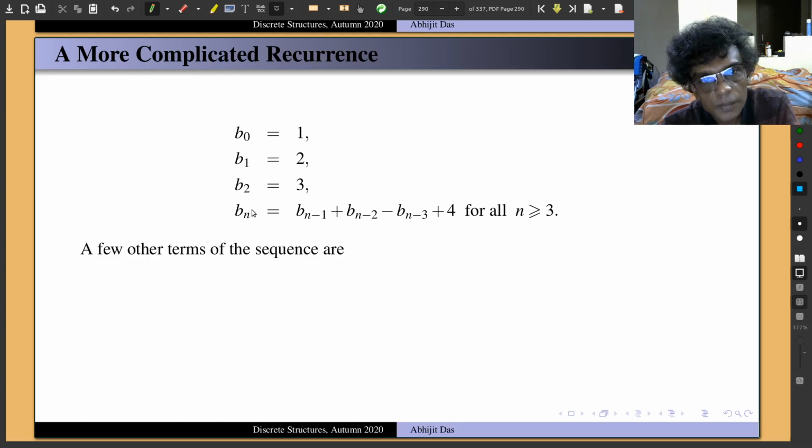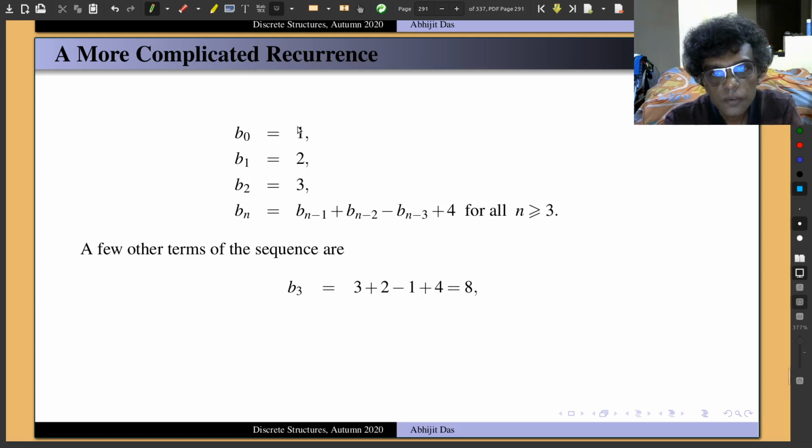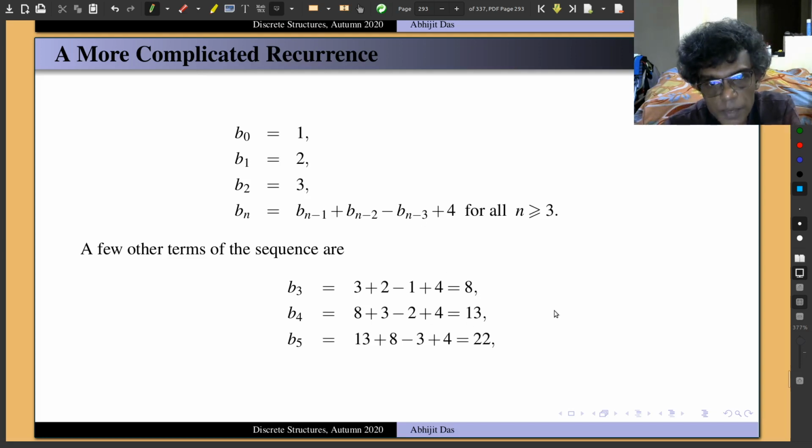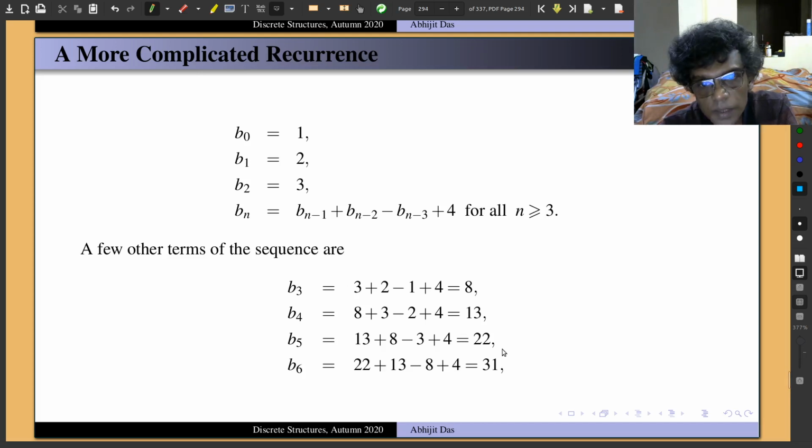A few other terms are b3, for example. This is this plus 2 minus 1 plus 4, 8. b4 is 8 plus 3 minus 2 plus 4, 13. b5 is 13 plus 8 minus 3 plus 4, 22. b6 is 22 plus 13 minus 8 plus 4, 31, and so on. So this is not growing so rapidly.